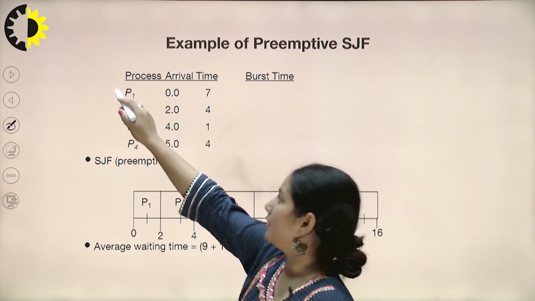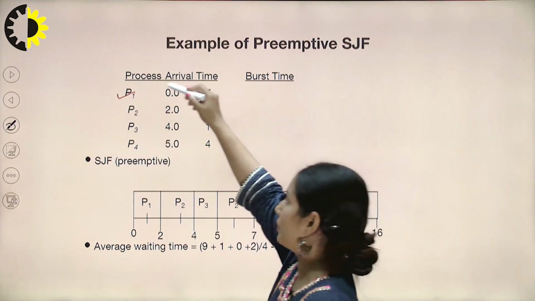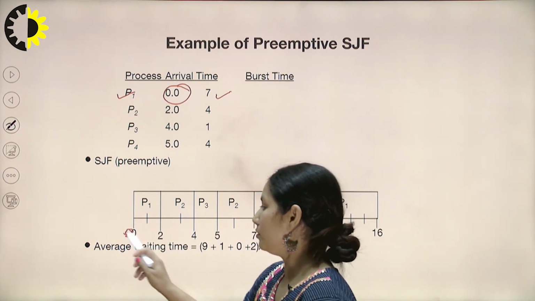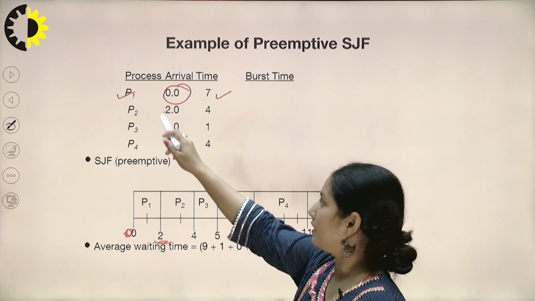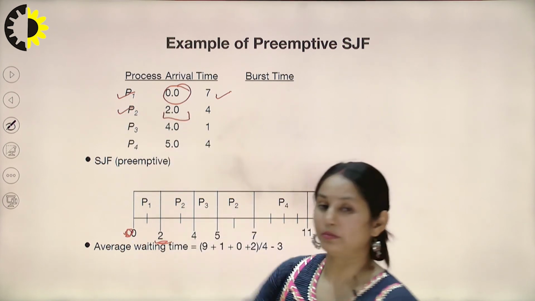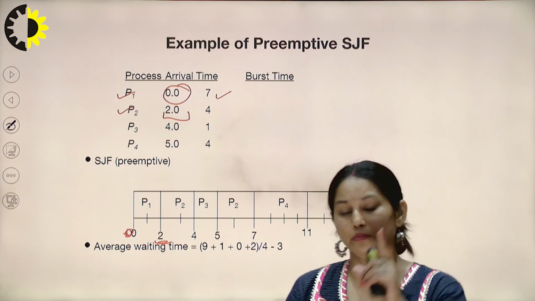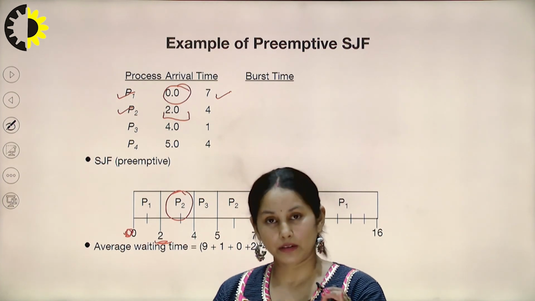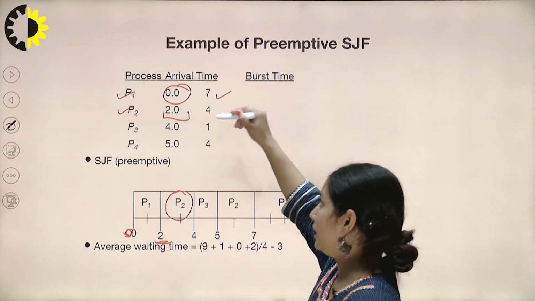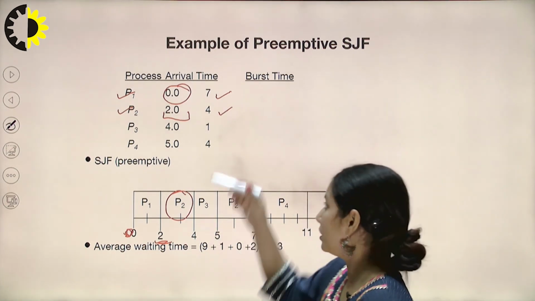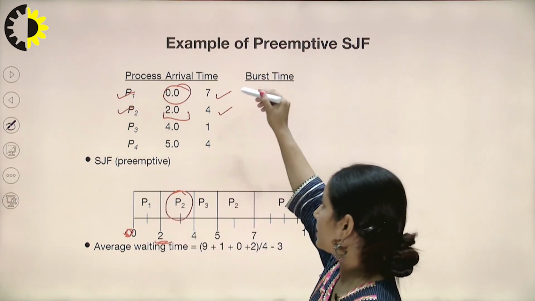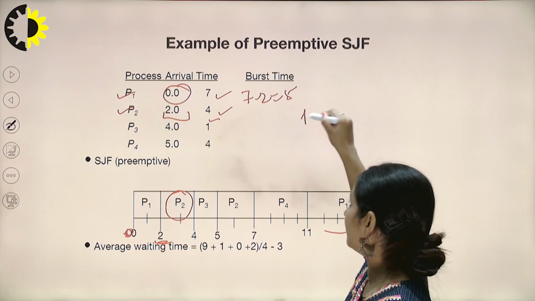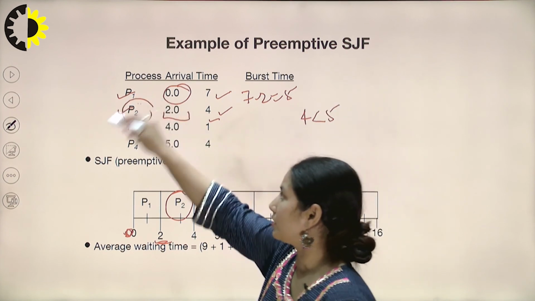So P1 starts executing at 0, having a burst time of 7. It will execute from 0 to 2. Why 2? Because at arrival time 2, you have process P2 with you. Now the CPU checks whether that process has a lesser burst time than the current process. Yes, it has 4, which is lesser, because up to 2 P1 has been executed, so 7 minus 2 equals 5, and 4 is lesser than 5. Hence, the allocation goes to P2.